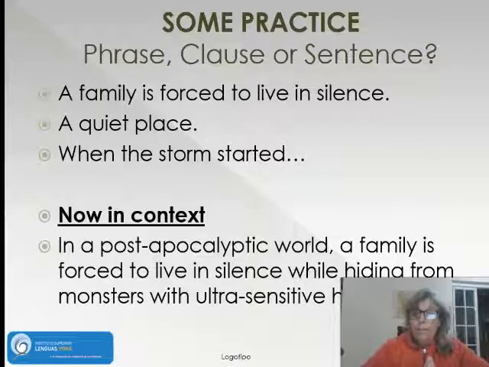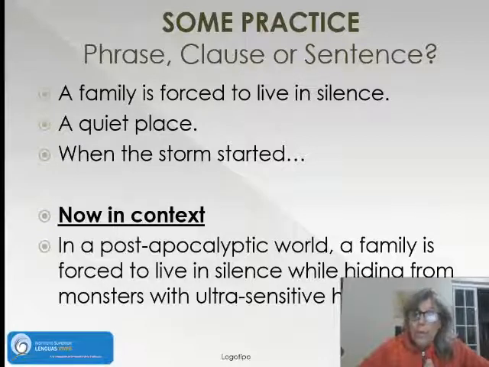Here we have some examples and you have to identify. We have: a family is forced to live in silence, a quiet place, and when the storm started. You decide which one is a phrase, which one a clause, and which one a sentence. Now we have some writing. So phrases, clauses, and sentences are going to be in a text.